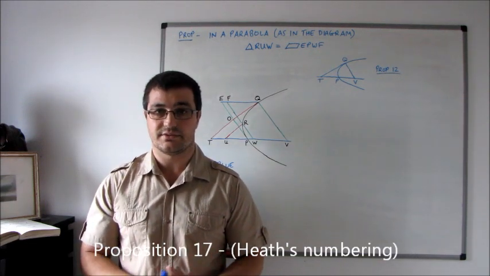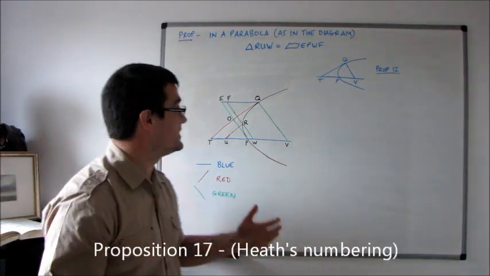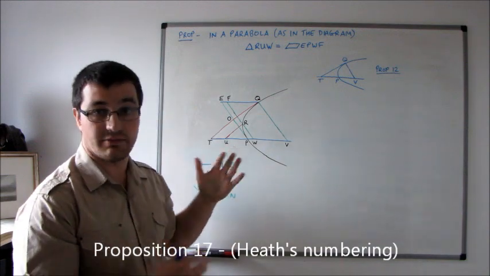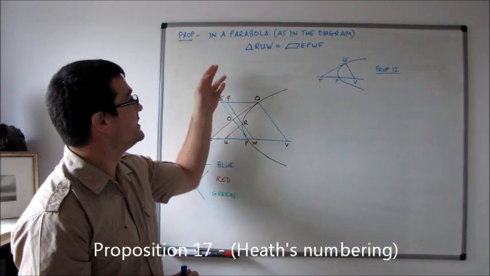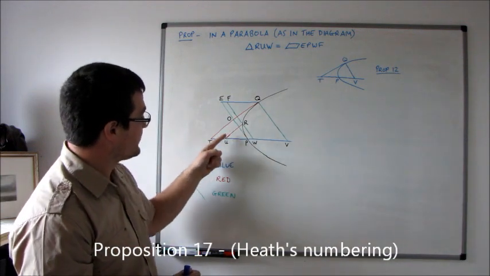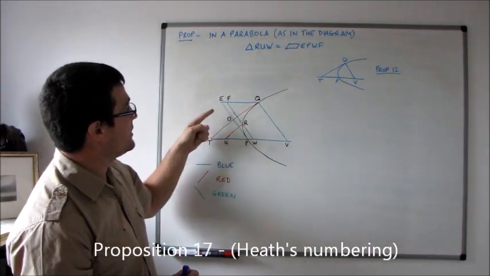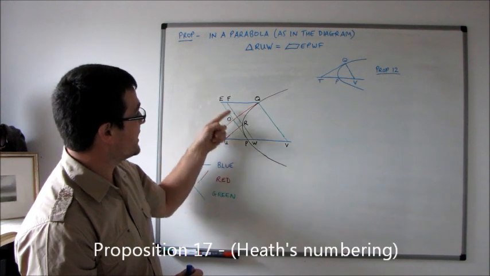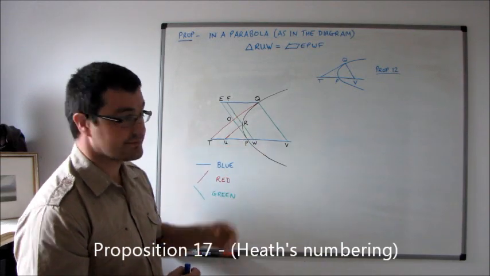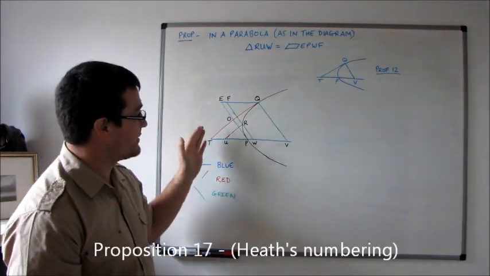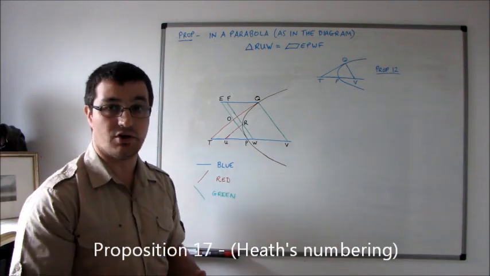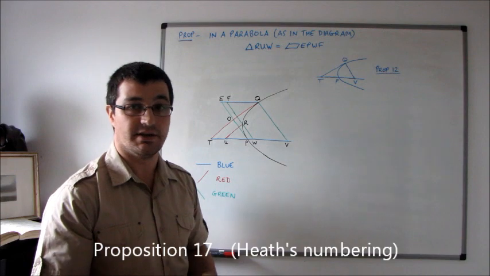So I'm going to start off with proposition 17, which is this one, that in a parabola, similar to the one here in the diagram, which I'll explain in a second, the area of the triangle RUW, so that's this triangle in here, is equal to the area of the parallelogram EPWF, which is this kind of strip in here. The intention was with this diagram that I draw the lines that are parallel in the same colour to make it easier to distinguish them.